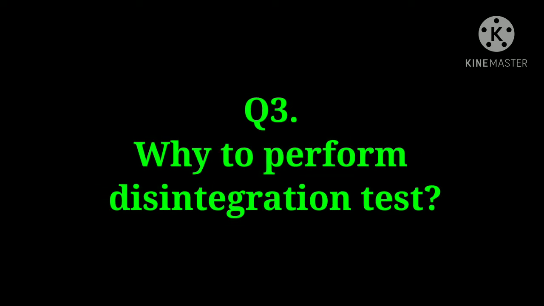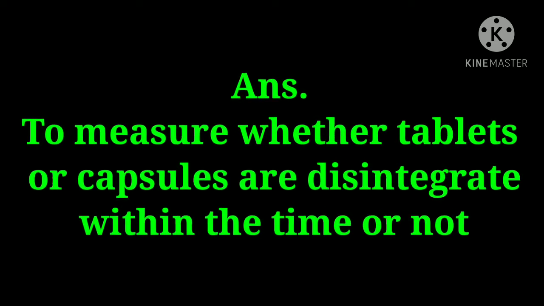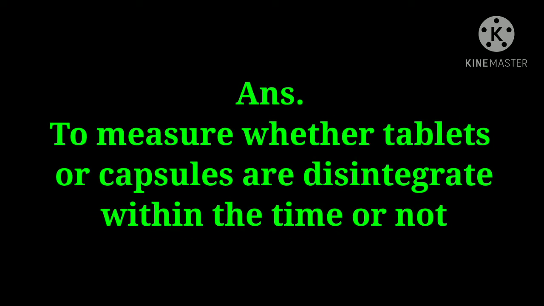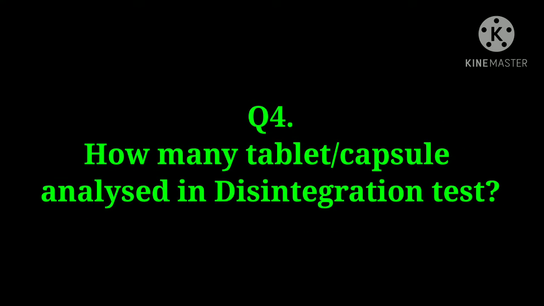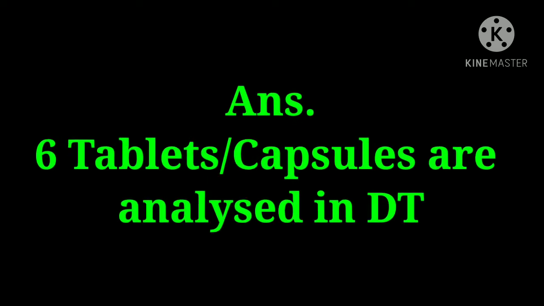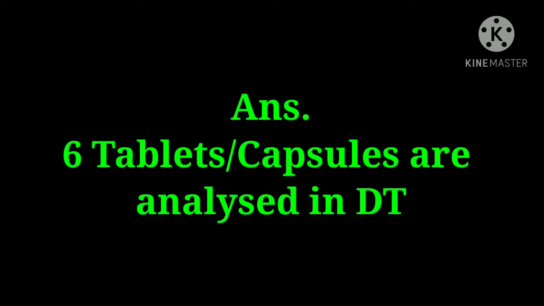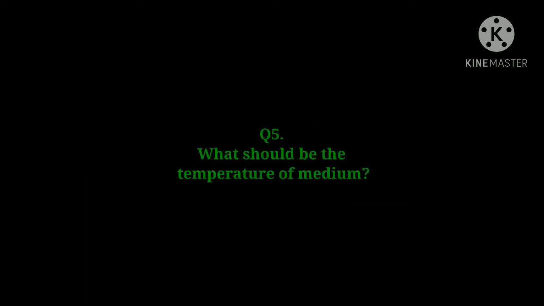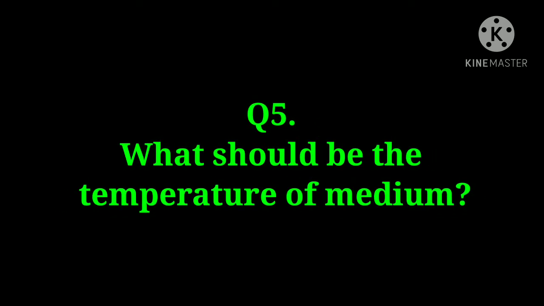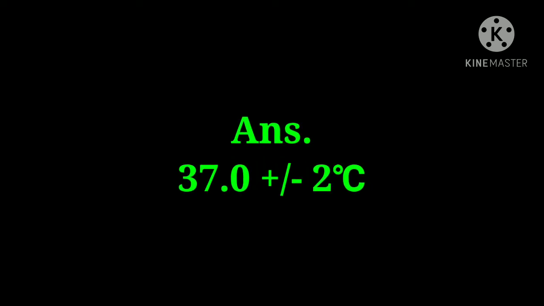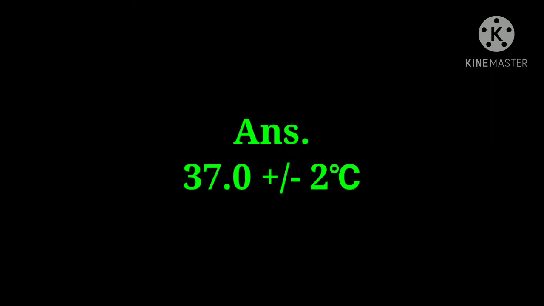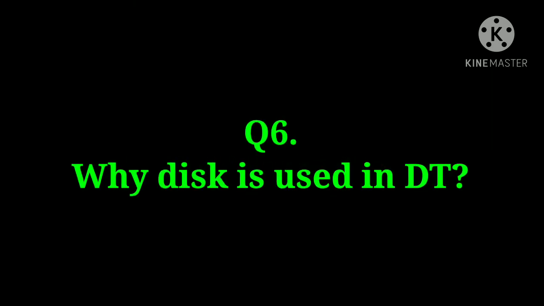Why perform the disintegration test? To measure whether the tablet or capsule disintegrates within the time or not. This is a simple answer. How many tablets or capsules are analyzed in a disintegration test? It is a common question. Six tablets or capsules are analyzed in a DT. What should be the temperature of the medium? Generally you know very well, 37 degrees plus minus 2 degrees centigrade, like dissolution.